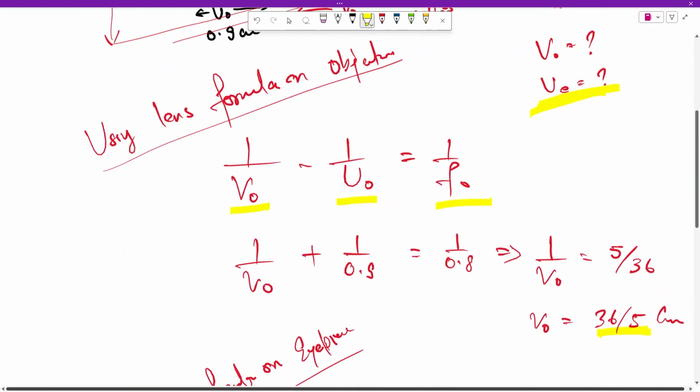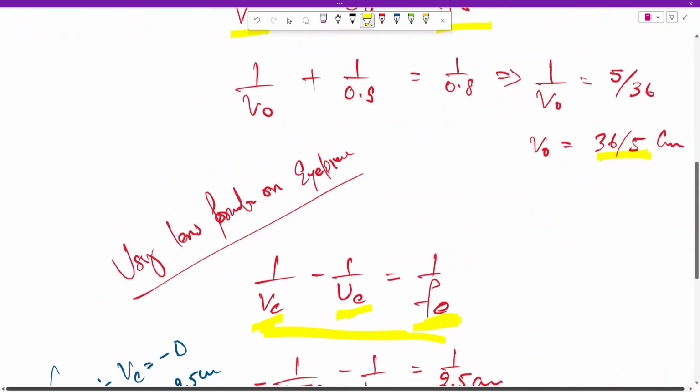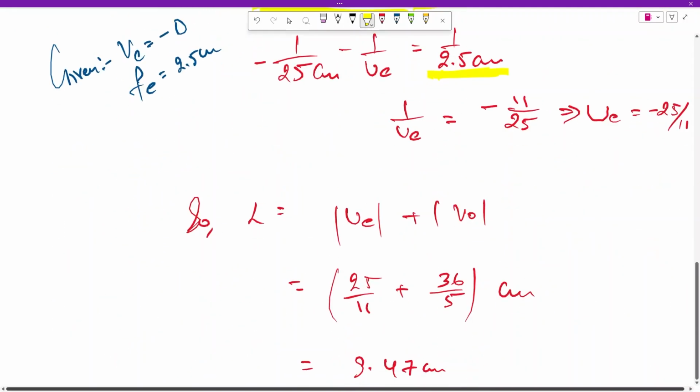Now the length, as we saw earlier, would be composed of v0 plus ue, the magnitude of these two values. So after adding these two values, we will get a distance of 9.47. That is, the length of the microscope would be 9.47 centimeter for the clear vision.